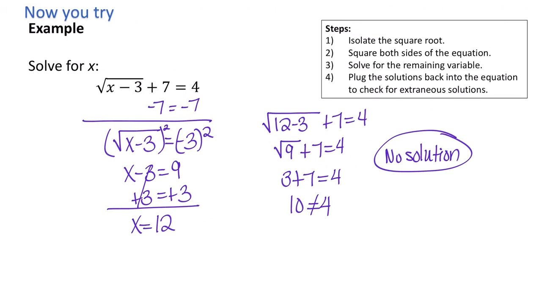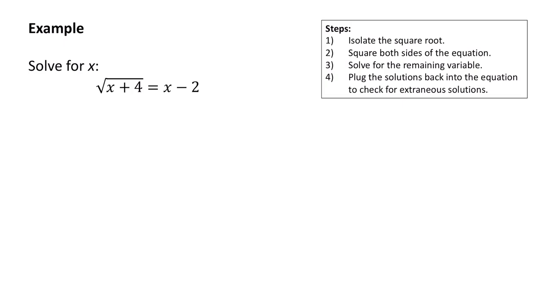To isolate the square root, we need to subtract 7 from both sides. Then we square the equation and find that x equals 12. When you plug x equals 12 back into your equation, you get the square root of 9 plus 7 equals 4, which tells us that 10 equals 4, which is not true. So once again, we have no solution. Now let's try this problem.